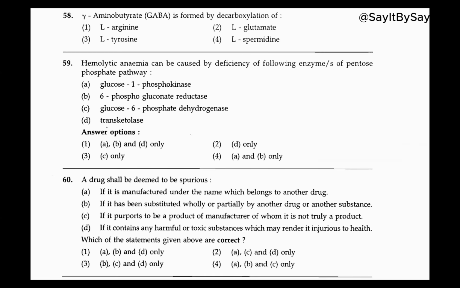Question number 58. Gamma aminobutyric acid, that is GABA, is formed by decarboxylation of 1. L-arginine, 2. L-glutamate, 3. L-tyrosine, and 4. L-spermidine. And the correct answer is 2, L-glutamate. GABA is formed by decarboxylation of L-glutamate. The reaction is catalyzed by the enzyme glutamate decarboxylase, that is called as GAD.